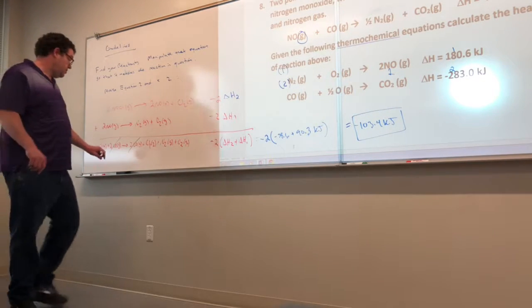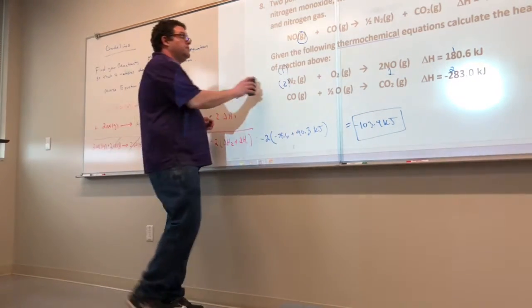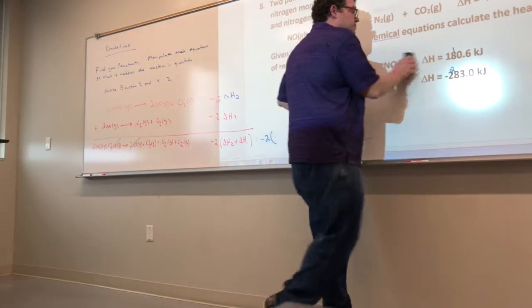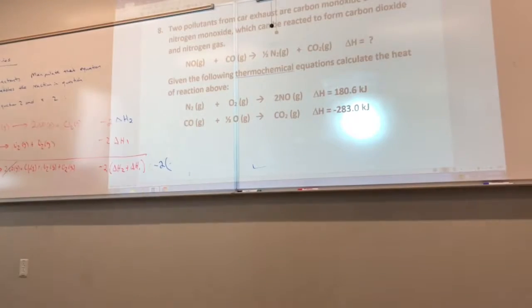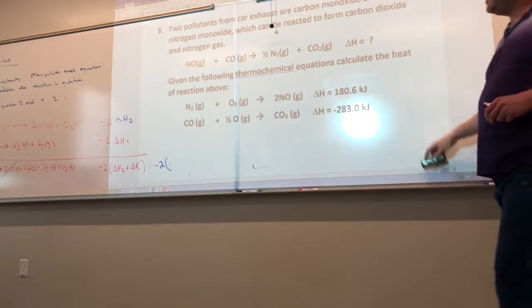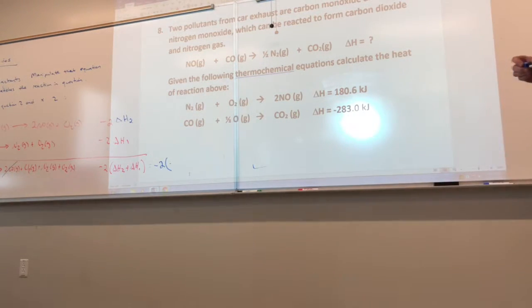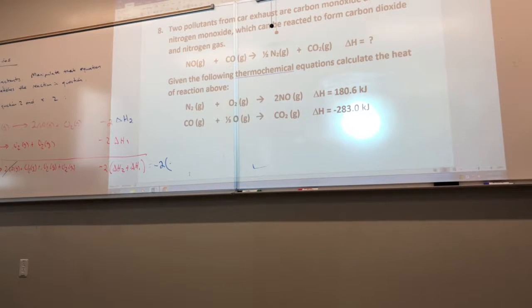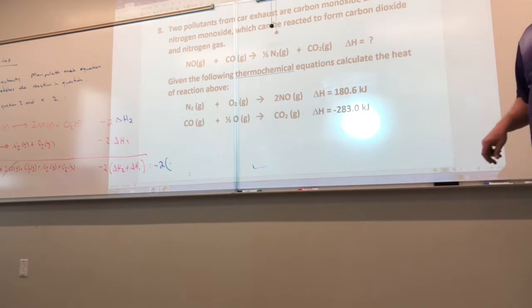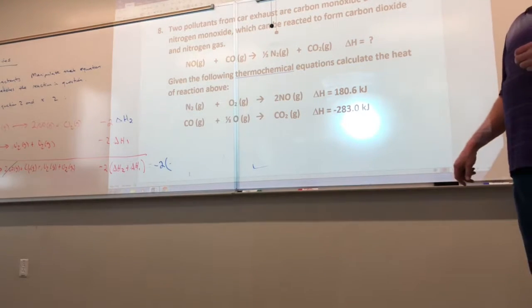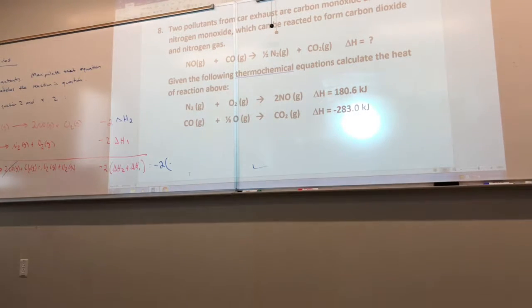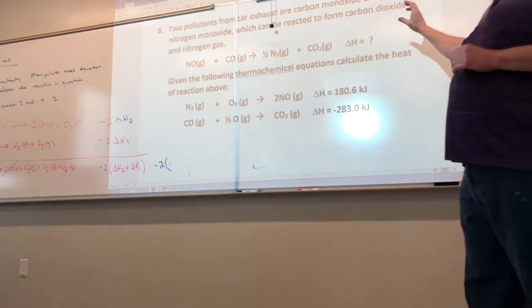Okay, I want you guys to do this one on your own, okay? So two pollutants from car exhaust are carbon monoxide and nitrogen monoxide, NO and CO gas. They can be reacted together to form carbon dioxide and nitrogen gas. That's something that your catalytic converter can take care of, okay? Given the following thermochemical equations, calculate the heat of the reaction above. So using those two equations on the bottom, calculate the equation on the top.